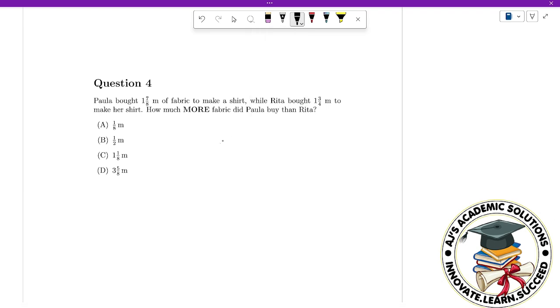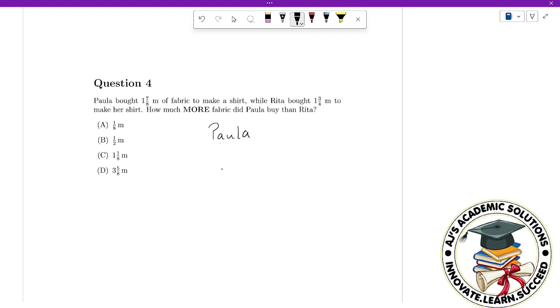And for this question, we're told that Paula bought 1 7/8 meters of fabric to make a shirt, while Rita bought 1 3/4 meters to make her shirt. How much more fabric did Paula buy than Rita? So here again, we have a basic approach, and what we need to do is convert these mixed fractions to improper fractions. So let's first start with Paula.